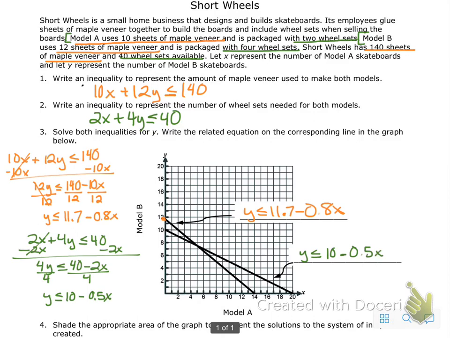Okay, number 4 says to shade the appropriate area of the graph to represent the solutions to the system of inequalities created. So we're going to shade. Now if you look at the symbols, we have y is less than or equal to 11.7 minus 0.8x, and y is less than or equal to 10 minus 0.5x. So when we shade for both of them, because it's less than, we're shading down. So I'm going to pick a color, and this is going to end up being blue, so we're going to shade.